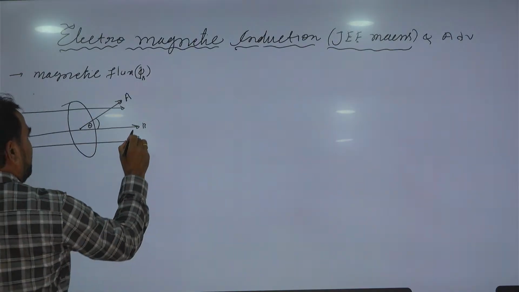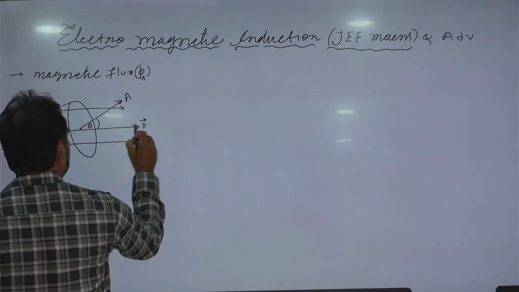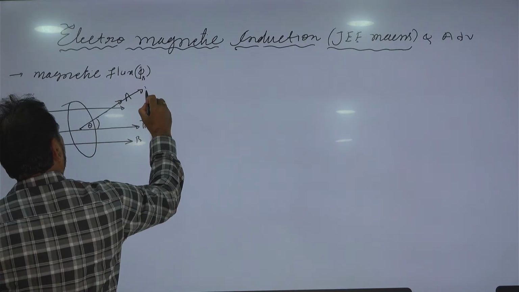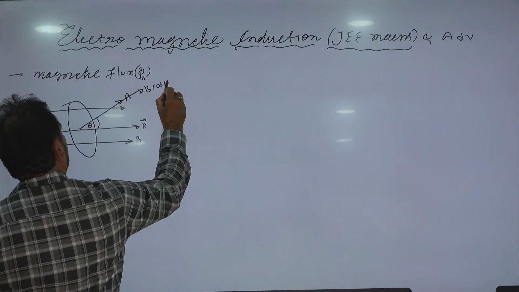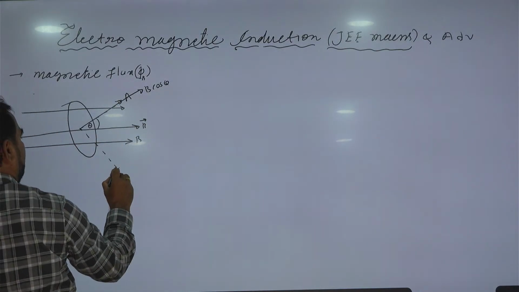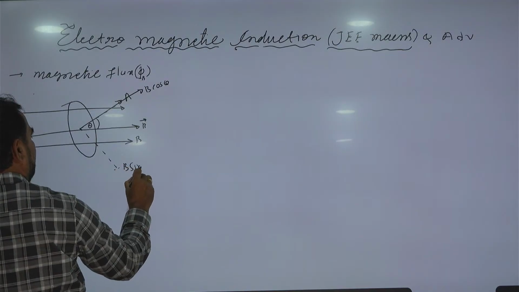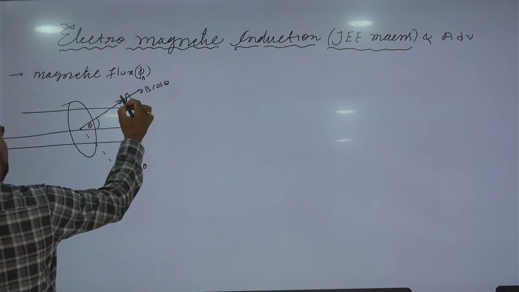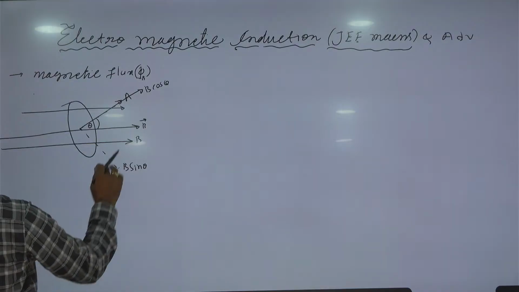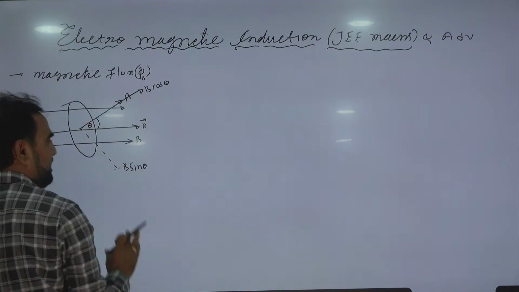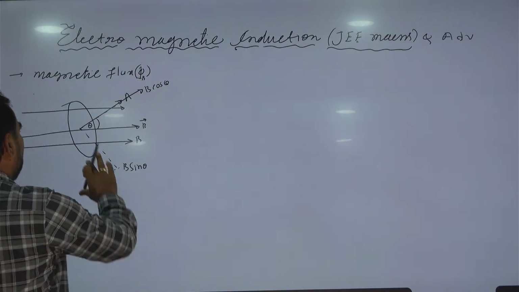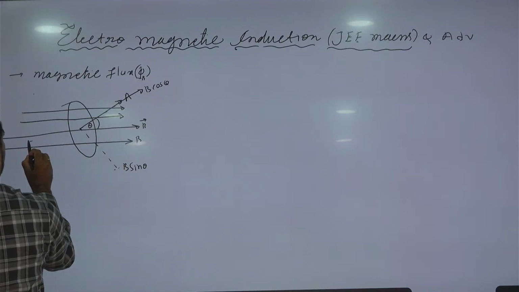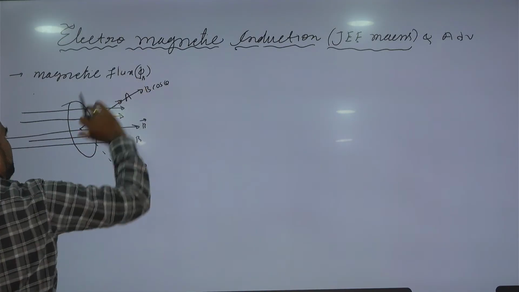This magnetic field can be resolved into two rectangular components. First, in the direction of the area, B cos theta, and other than the direction of the area, B sin theta. B cos theta is along the direction of the area. B sin theta is not responsible for the flow of the magnetic lines of force through the surface. The lines of force pass through along this direction only.